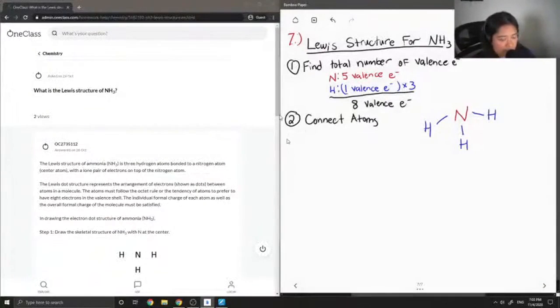And each bond involves 2 electrons. So I'm going to take note of that, where each bond involves the sharing of 2 electrons. So let's look at how many electrons we have drawn so far. If we count out that there are 3 bonds, that means there are 6 electrons involved.